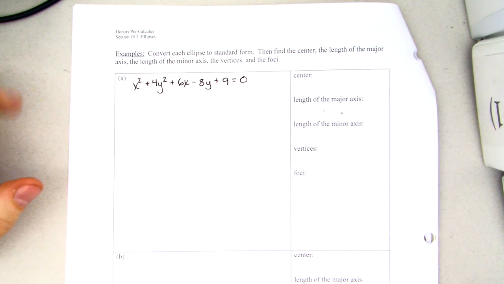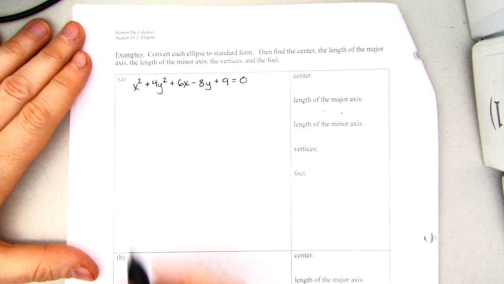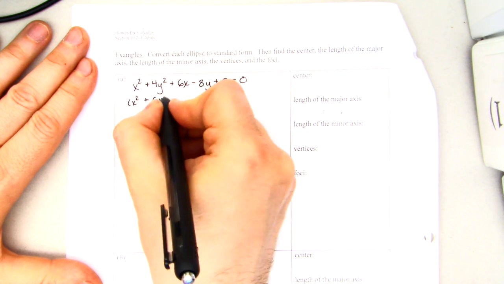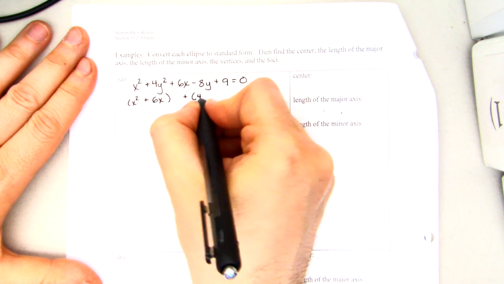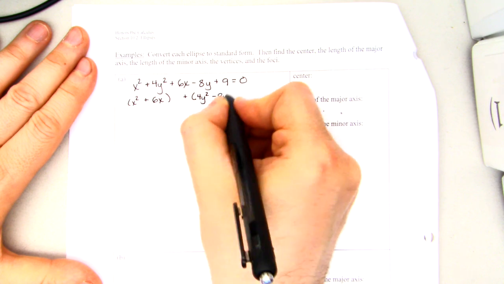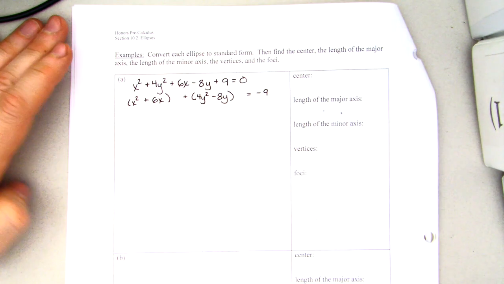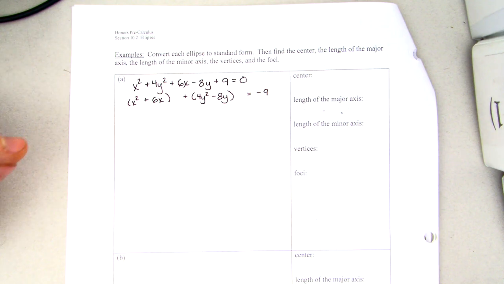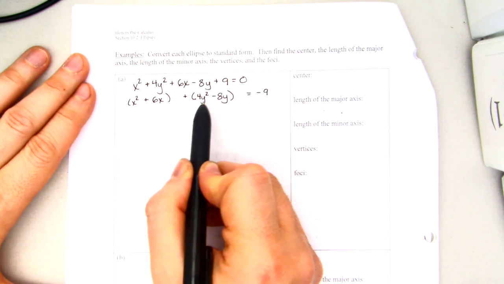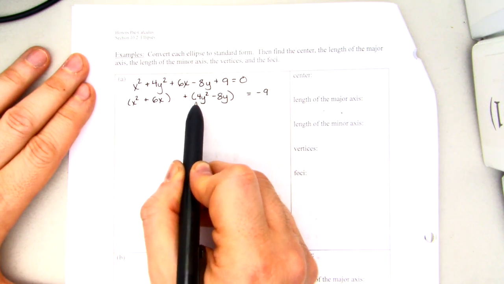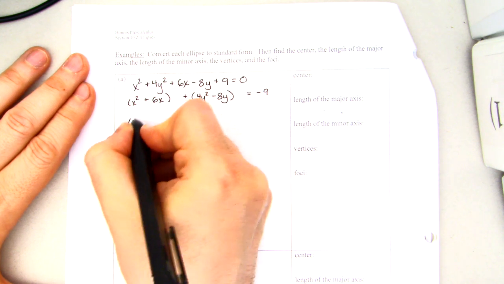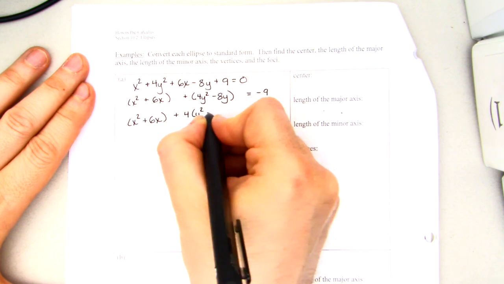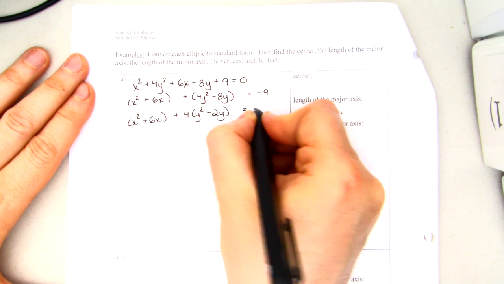The first thing I'm going to do is group my x terms, group my y terms, and put my constant on the other side. I'm going to get x squared plus 6x plus 4y squared minus 8y, and on the other side I have negative 9. Now, I can only complete the square if there's a 1 before my variable squared. I'm good here, I'm not good over here. We're going to factor out the 4. And I'm going to make it x squared plus 6x plus 4 times y squared minus 2y, and that equals negative 9.